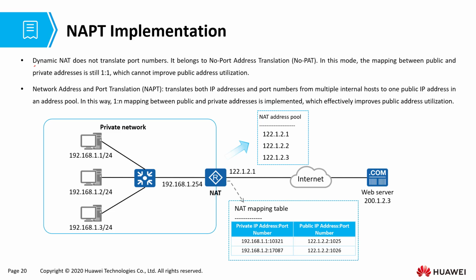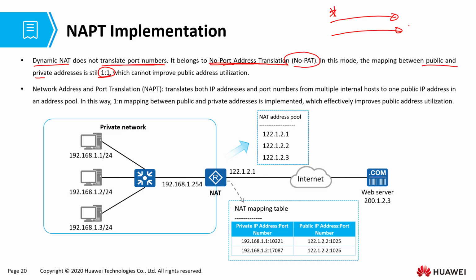Now, as I've mentioned, dynamic NAT does not translate port numbers. It belongs to the no port address translation mode, or no PAT. In that mode, the mapping between public and private addresses is still one-to-one, but it's dynamic. So if someone goes offline, another one can be using that IP address in the meantime. That's the only benefit to it.